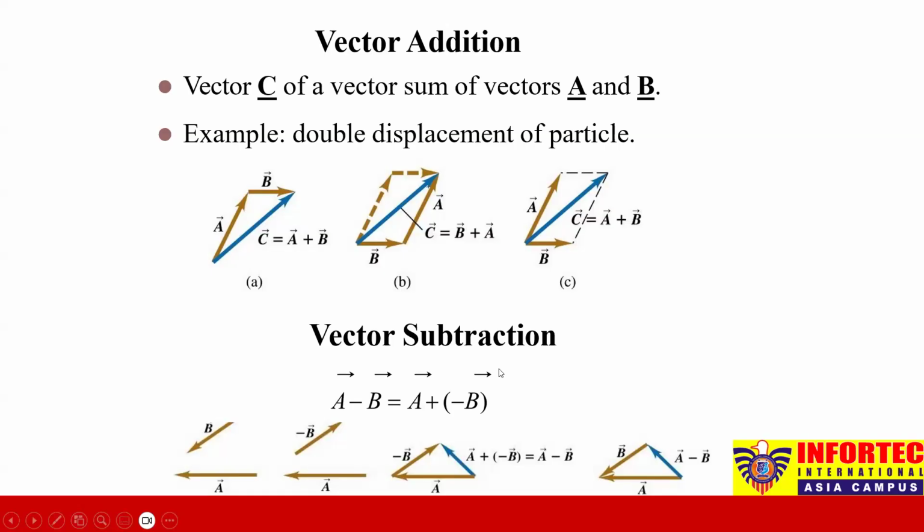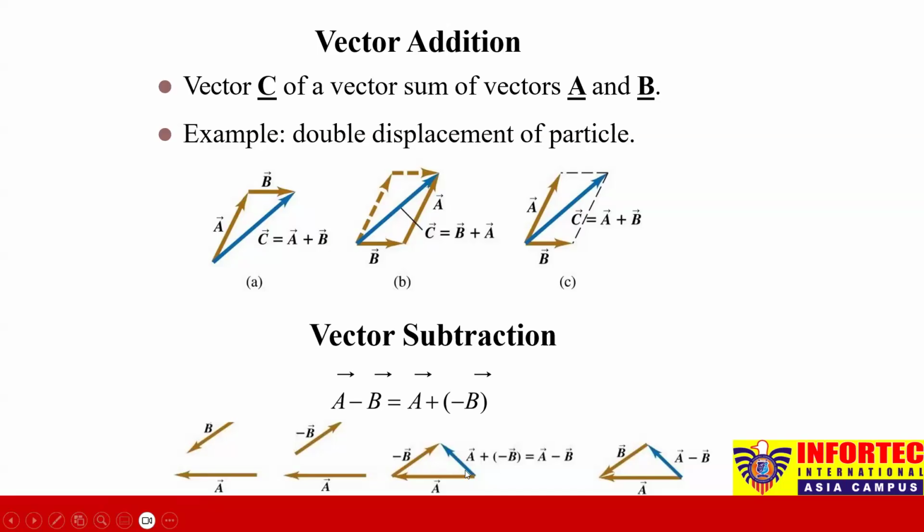And also we can do vector subtraction. How? A minus B means A plus negative B. A plus minus B. Minus B means the direction is opposite to the vector B. In the first diagram, you can see vector B and vector A. Here we have to subtract A minus B. To subtract, we have to add A and negative vector B. A plus minus B. We can reverse the direction of B. It is minus B.